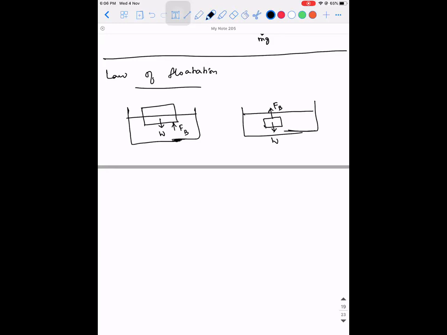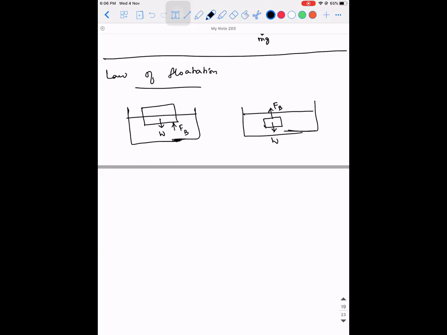Now read what the law of flotation states. Rohan, can you read it out? It states that an object will float in a liquid if the weight of the liquid displaced by the immersed part of the object... Wait, let's pause. What do you mean by weight of the liquid displaced? According to Archimedes' principle, weight of the liquid displaced is equal to something else. What is it?